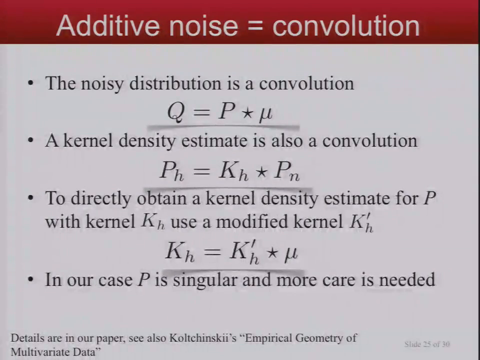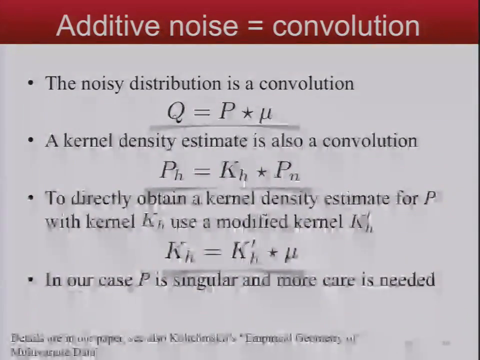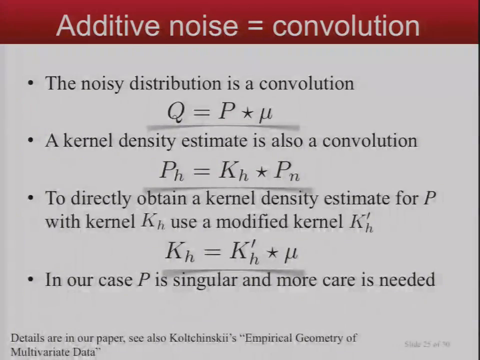In our case, it turns out that the distribution you're trying to estimate is singular because it's supported on a lower dimensional structure, so you need a little bit more care, and then you can derive some rates out of this. Most of the details are in our paper.